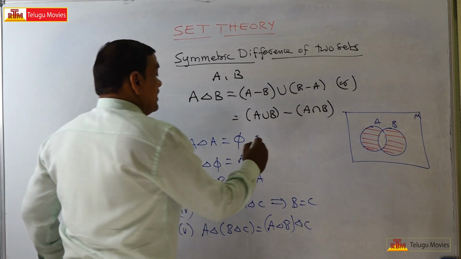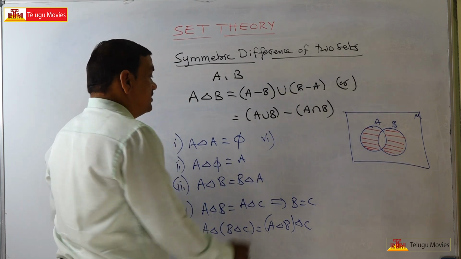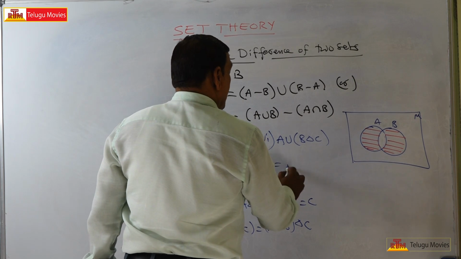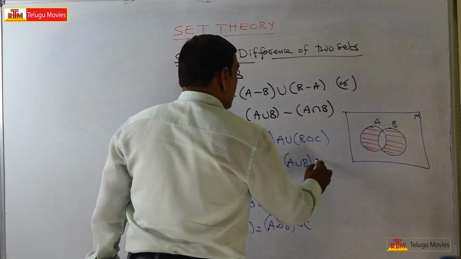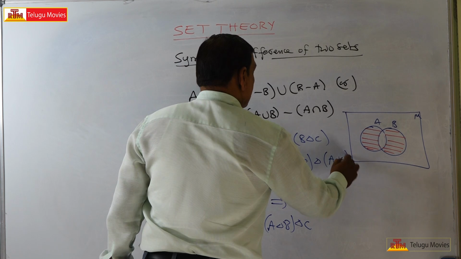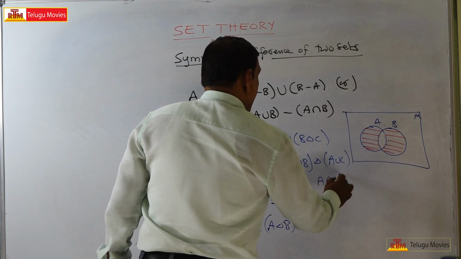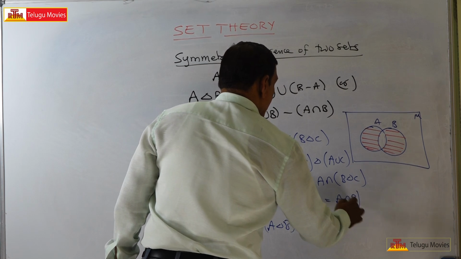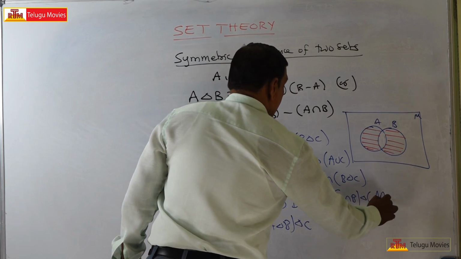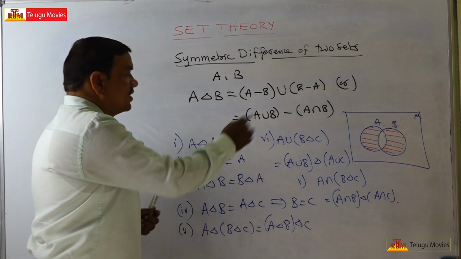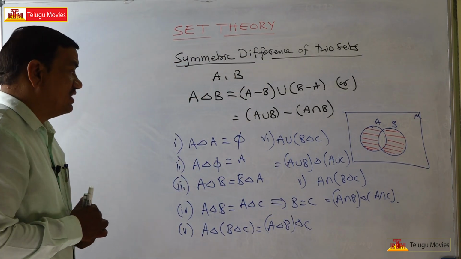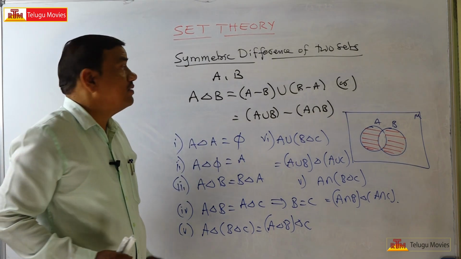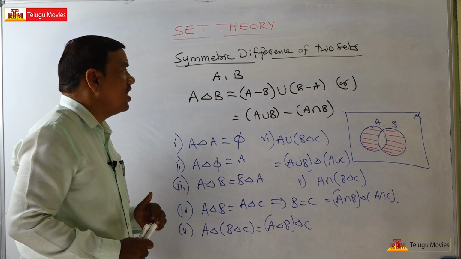Next property is A intersection B delta C is the same as A intersection B delta A intersection C. Similarly, A union B delta C is the same as A union B delta A union C. So, the distributive property is also satisfied. Understand this? So, these are the very, very important properties of the symmetric difference of two sets.